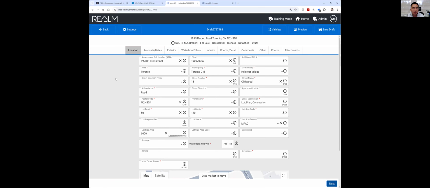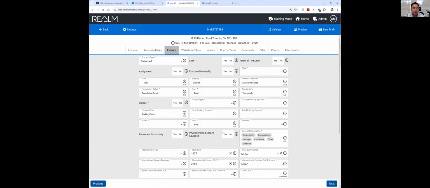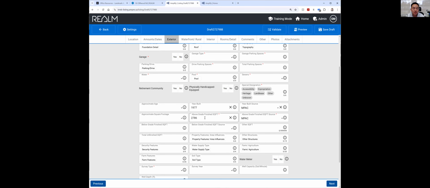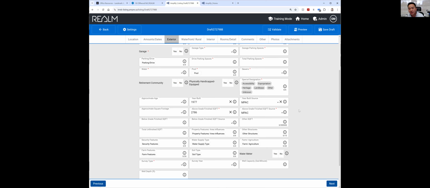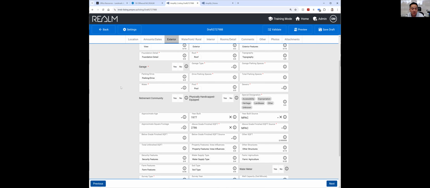But what we are trying to find is the above grade square footage of the property. So you go to exterior and you see here, the number is there for you: 2,786 square feet above grade area as per MPAC. So there's no more need to go to MPAC and order a separate $5 report to get the area, because you can do this in less than a minute and get the exact number of the area of the house.